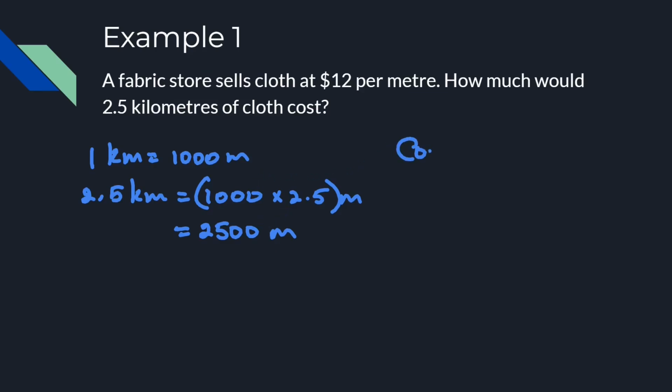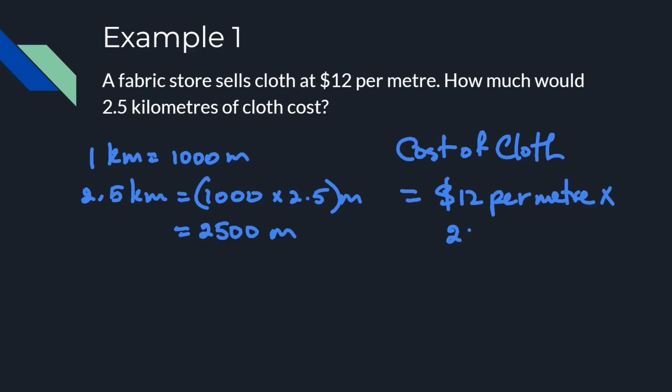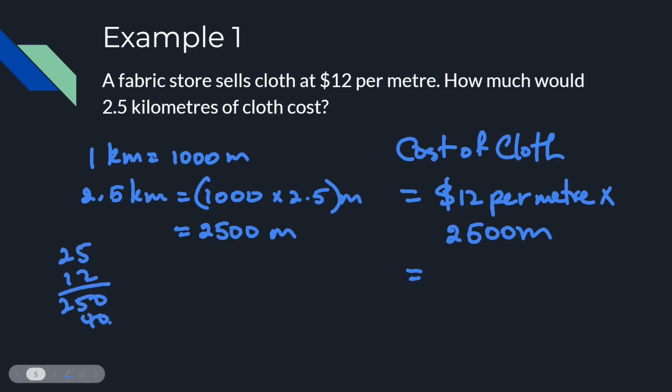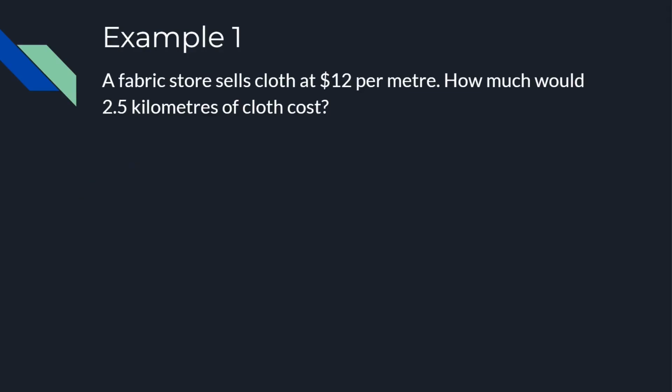So the cost of cloth would be equivalent to $12 per meter times 2,500 meters. Let's work that out. 25 times 12 is 300. So we get 300 and 2 zeros. So that is $30,000 for 2,500 meters of cloth.